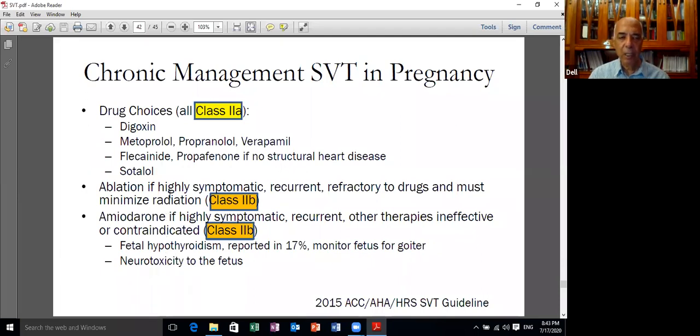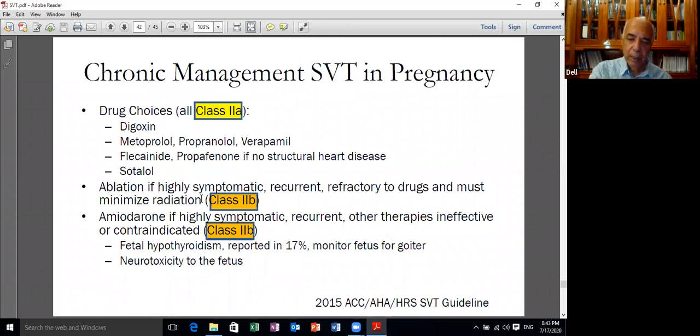What about ablation? Usually we succeed in treating these patients chronically by drugs. With ablation, the patient is forced to lie on the back for quite a long time, and this compresses the uterus and prevents the venous return, diminishes the cardiac output, and produces placental ischemia. So usually we keep away from ablation, in addition to the effect of radiation, although with the new mapping device you can carry ablation with little radiation or no radiation at all.